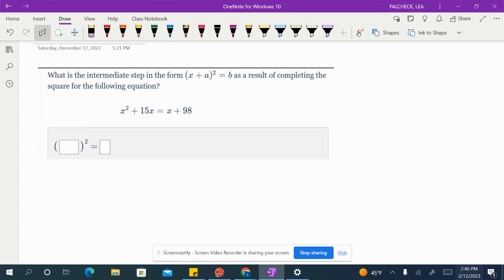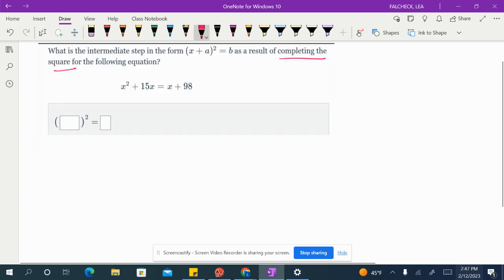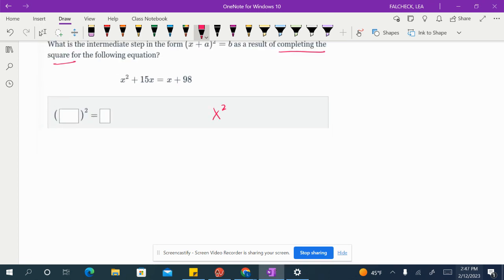But it says, what is the intermediate step in the form x plus a squared equals b as a result of completing the square for the following equation, right? So you start with the equation, x squared plus 15x equals x plus 98, right?